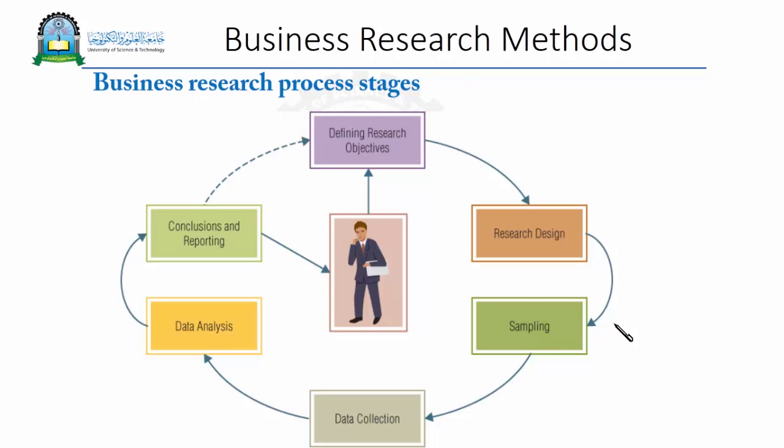If we look at this figure, we can find different stages for the process of research, starting from defining the research objective, which is the first step and a very important step. Second is the research design, how you are going to design your research, what are the methodologies followed, and what is the type of research you are going to do. Then the sampling procedures you are going to follow, how many people you are going to include as your research subjects, and from where you are going to get the information.